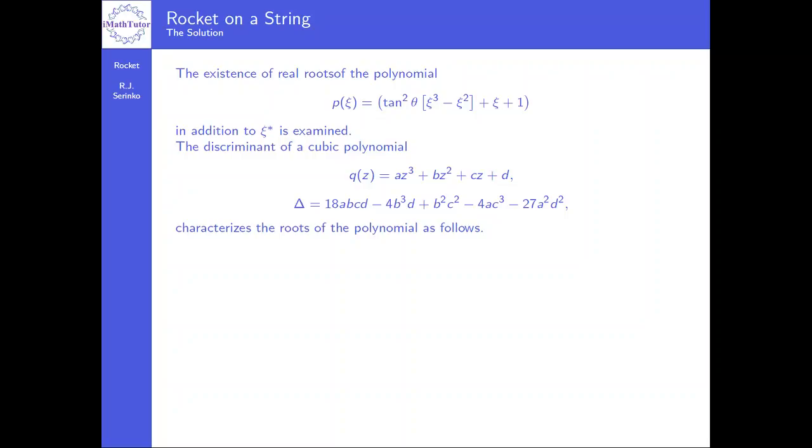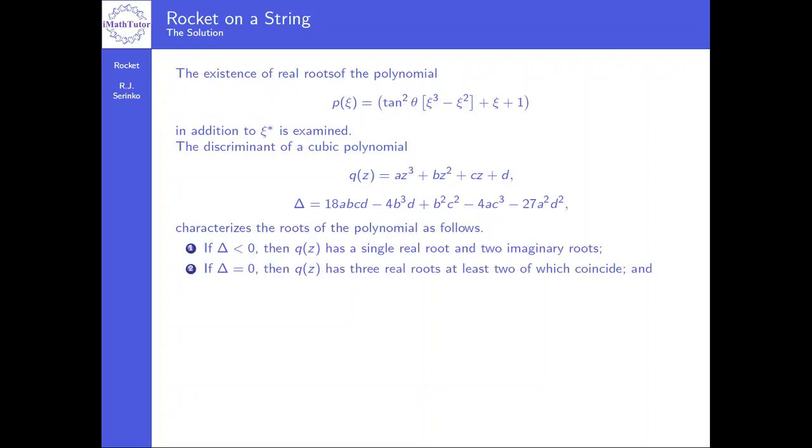And this discriminant can be used to characterize the roots of the cubic as follows. When the discriminant is less than 0, q of z has a single real root and 2 imaginary roots. When the discriminant equals 0, q of z has 3 real roots, at least 2 of which coincide. And when the discriminant is greater than 0, q of z has 3 distinct real roots.